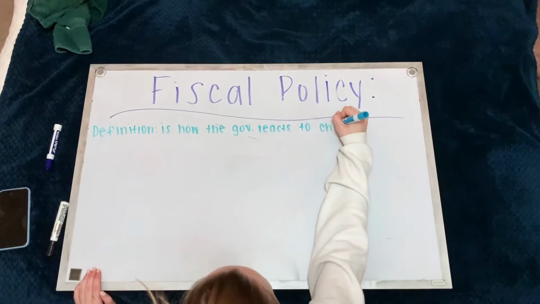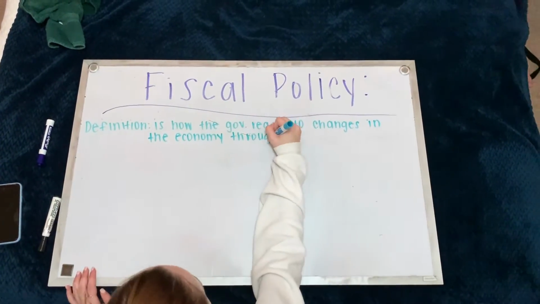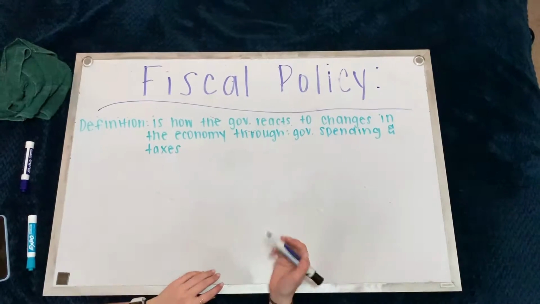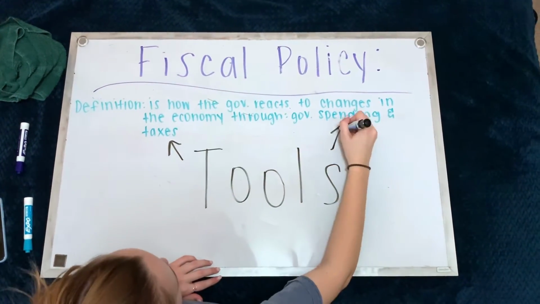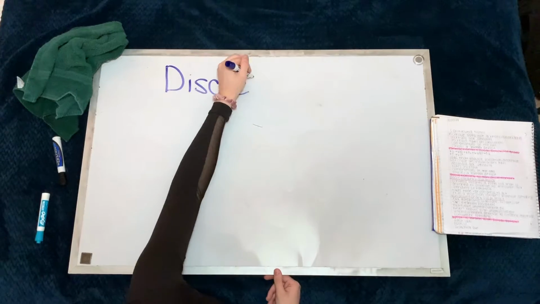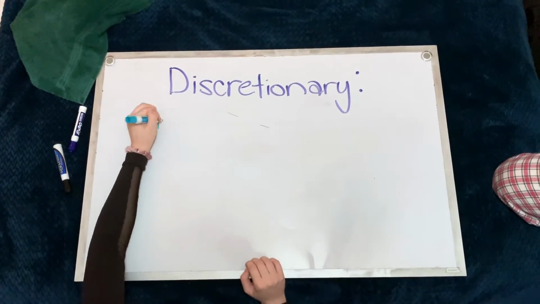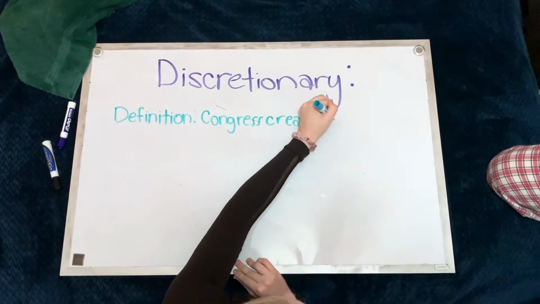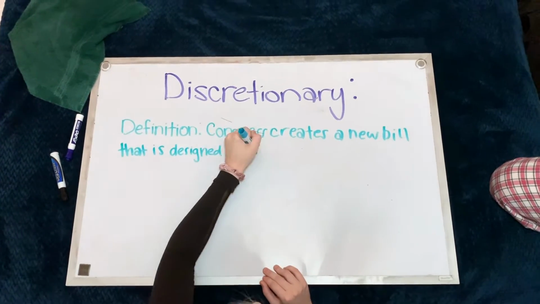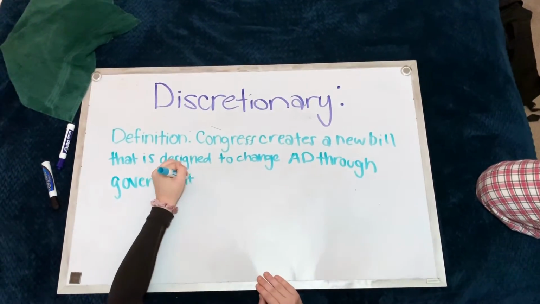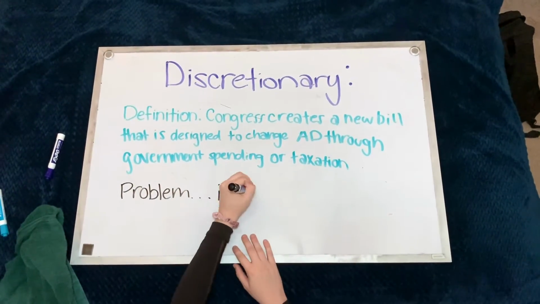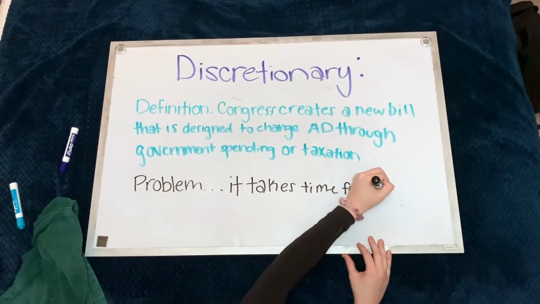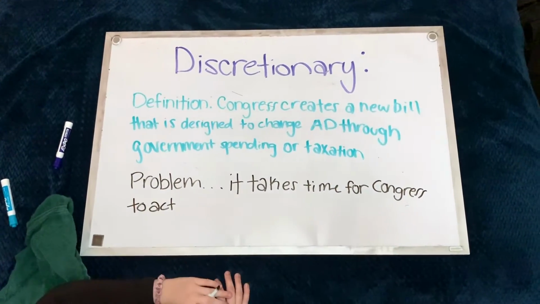Fiscal policy is how the government reacts to changes in the economy through government spending and taxes. Which are the tools that are used? Discretionary fiscal policy is when Congress creates a new bill that is designed to change aggregate demand through government spending or taxation. The problem with discretionary fiscal policy is that it takes a very long time for Congress to act.